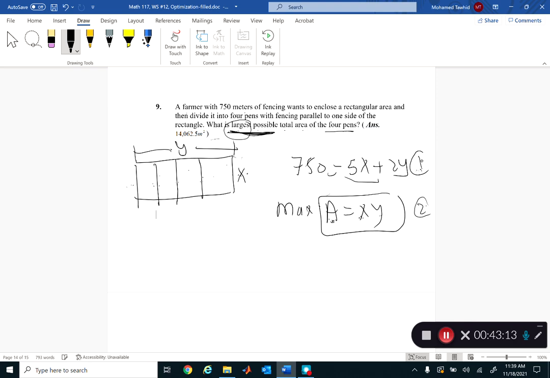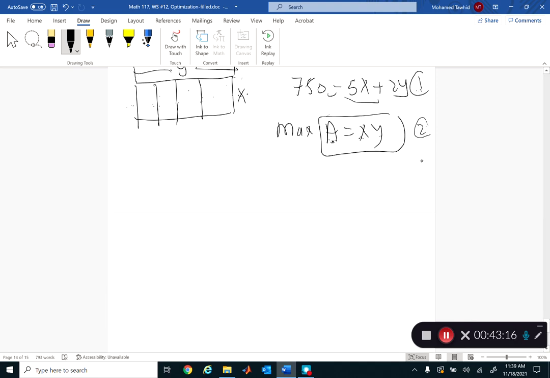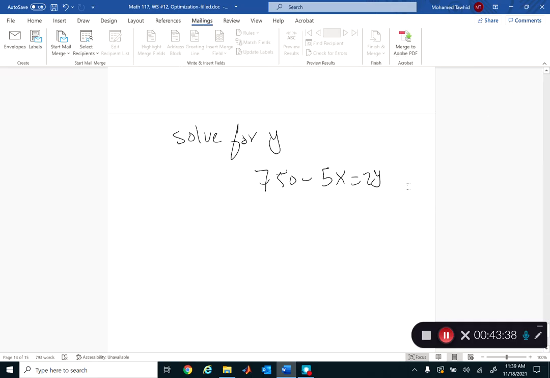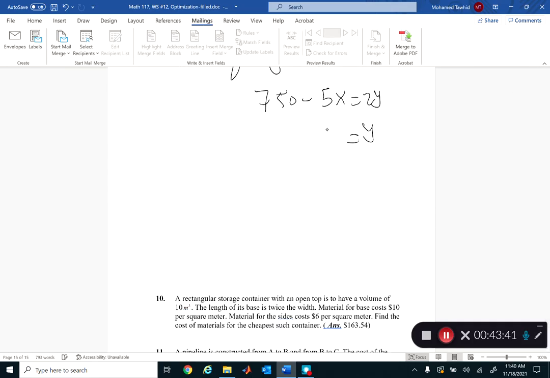That is equation number 1 is given. So what I'm going to do, go back to equation number 1 and solve for y. If I solve for y, what is y here? You have 750 minus 5x equal 2y, right? Then go ahead and divide by 2. If I divide by 2, you get 750 minus 5x divided by 2.